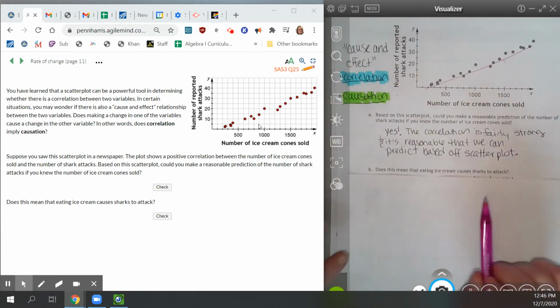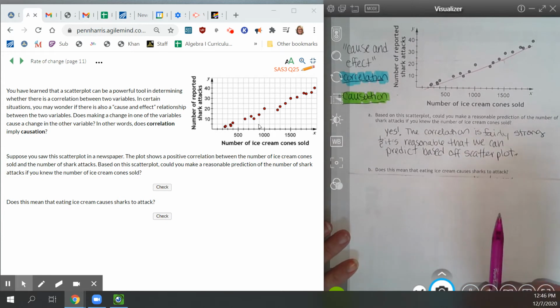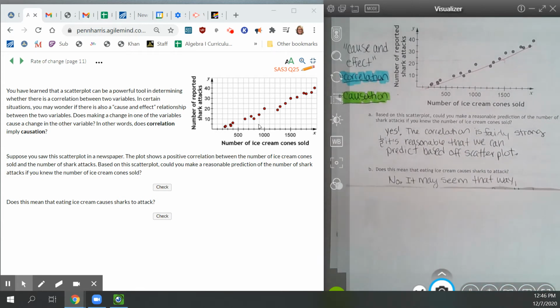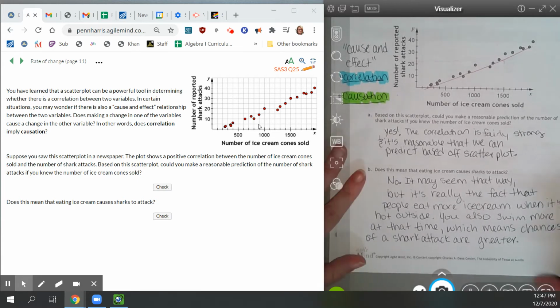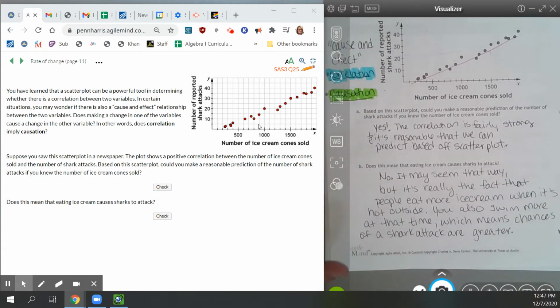But does that mean that eating ice cream causes shark attacks? No, guys, no. While it seems that way, it's really the fact that when do we eat ice cream? When it's hot out. When do we go swimming in the ocean? When it's hot out. We swim that time of year. The more people swimming in the water means that there's a greater chance of a shark attack. So while those two things are correlated, they have a relationship. One does not cause the other.